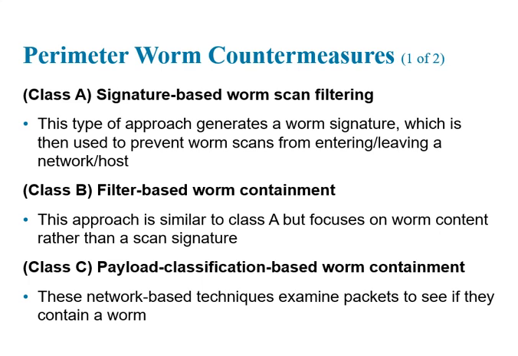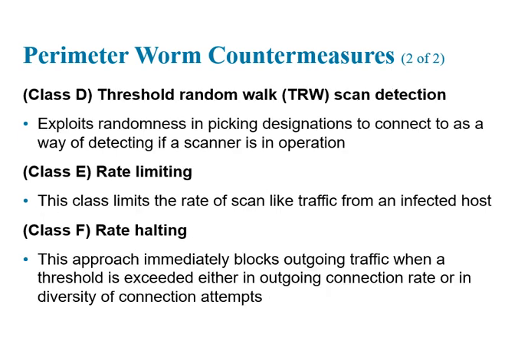So classification normally requires more advanced monitoring techniques compared to only signature. Class D, they call it threshold random walk (TRW) scan detection. Then class E, rate limiting, and class F, they call it rate halting.